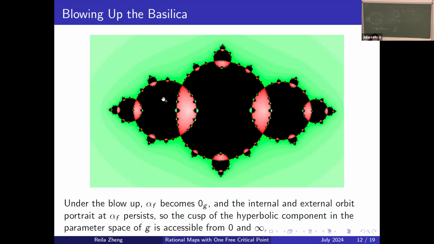This is the blow up of the basilica. So this is in the dynamical plane. The two components are colored based on where those points in those regions end up under the map of the blow up. So for instance, this red region, this is the immediate basin of the new fixed point at 0. This external green region, this is the immediate basin of infinity. And this black bounded component came from that component of the original critical point.